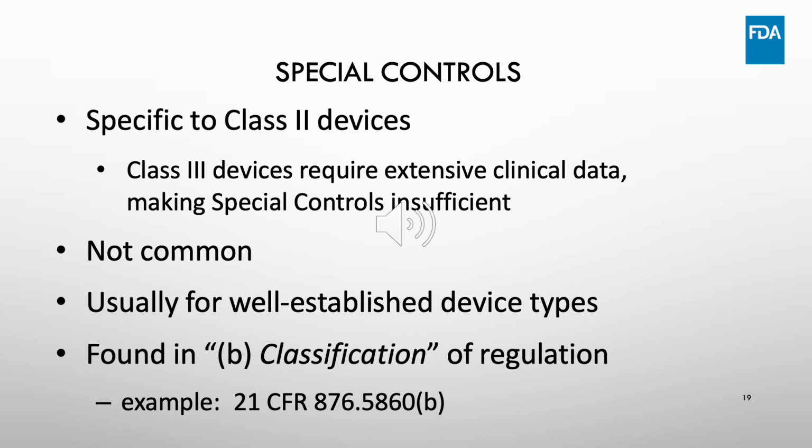Special controls are another type of regulatory control. These are specific to Class II devices only, so a Class II device will need to comply with both general and special controls. Note that Class III devices require extensive clinical data, making special controls alone insufficient. Special controls are not common. They are generally developed for well-established device types. All devices regulated under that Pro Code must comply with any identified special controls. Special controls can be identified in the CFR for that device type under the classification subsection.